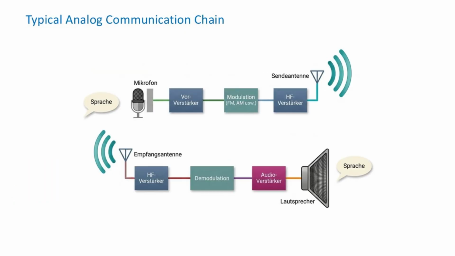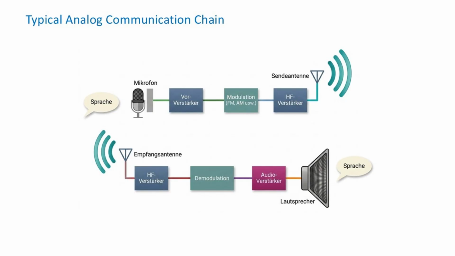This is a typical analog communication chain. On the transmitter side, speech is captured by a microphone, then amplified, modulated, and further boosted by an RF amplifier before being sent through the transmitting antenna as a radio signal.